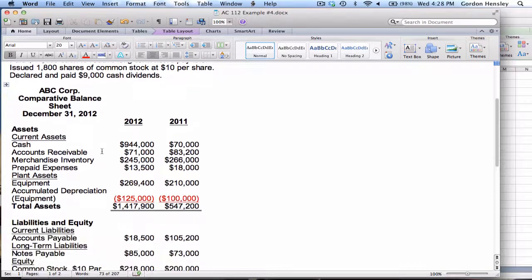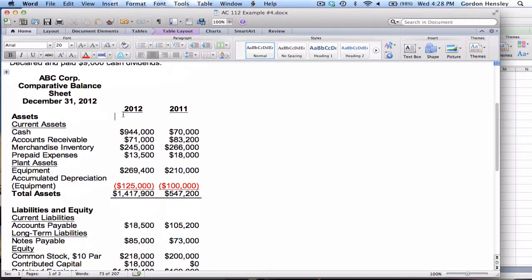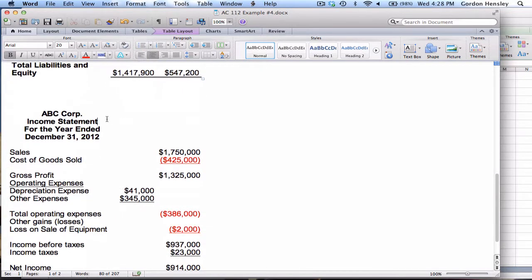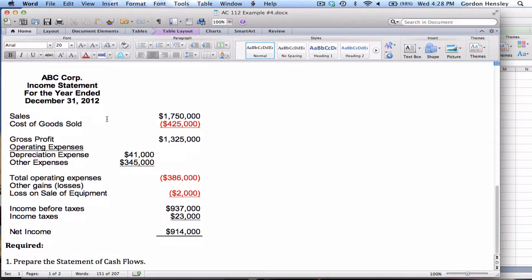So this not only includes everything that appears on the 2012 balance sheet, but also everything from 2011. And by having it in that format, it allows us to see how things have changed from one year to the next. And then we also have a copy of their December 31st, 2012 income statement. And if we look at number 1 under requirements, they simply want us to prepare the statement of cash flows.